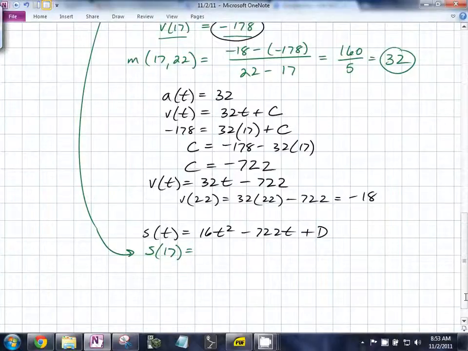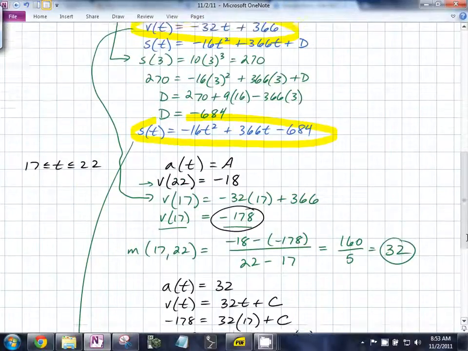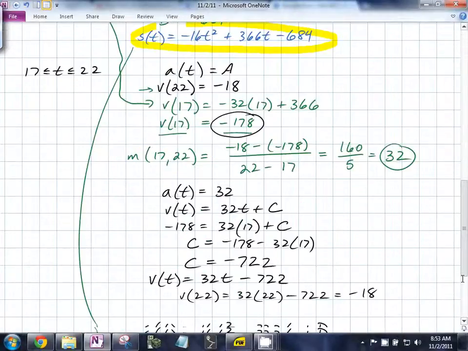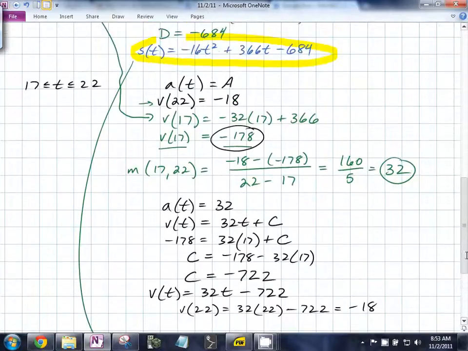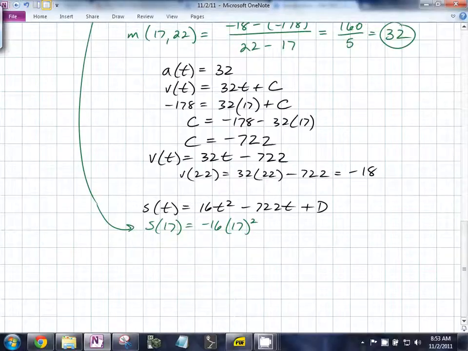Is that correct? Negative 16 plus 366. Oh, wait, instead of t, what do you have to write? 17. Keep in mind, I'm using this one. This is the position function for the last one. Plus 366 t. Not t, what do I write? Plus d. Can someone tell me, at least three of you, find me what d is, please.